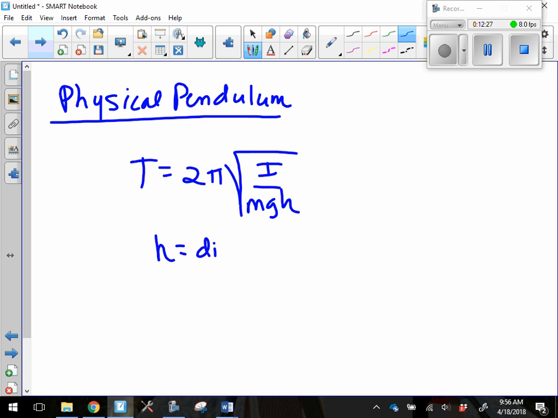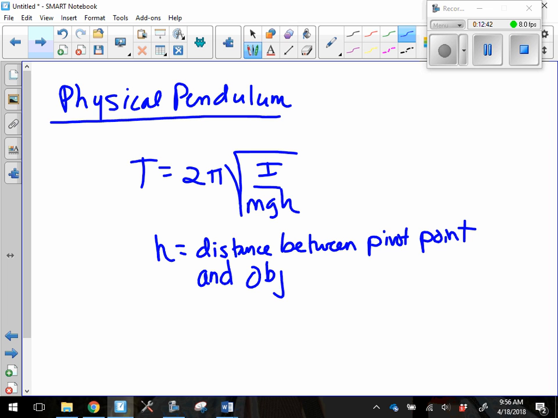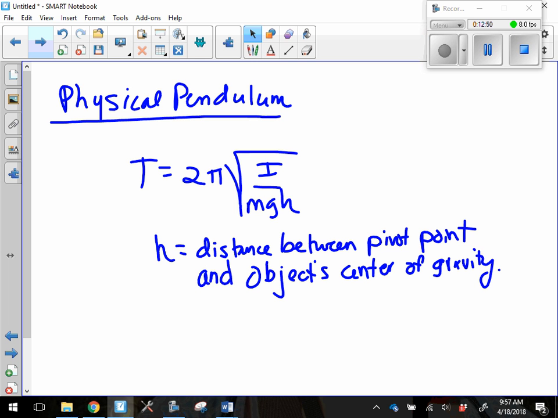Where H becomes the distance between the pivot point and the object center of gravity. Correct. Because then you could take your pendulum and you could play with it near a black hole.